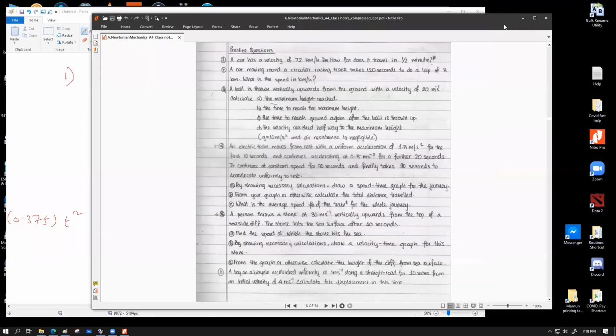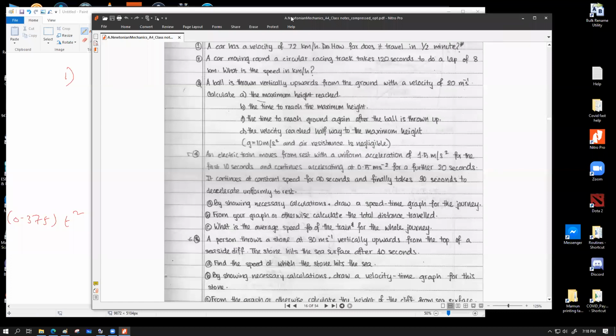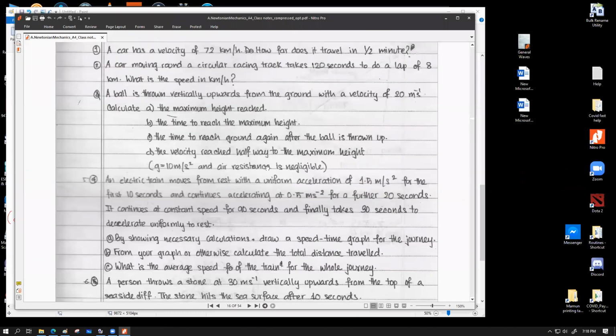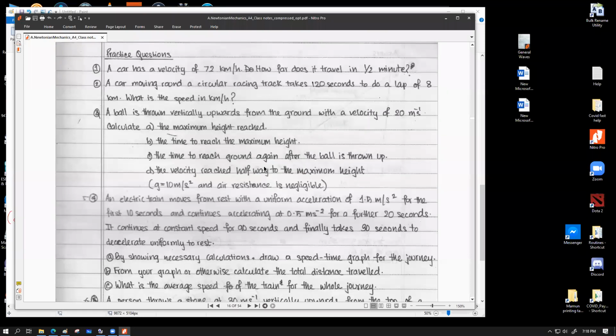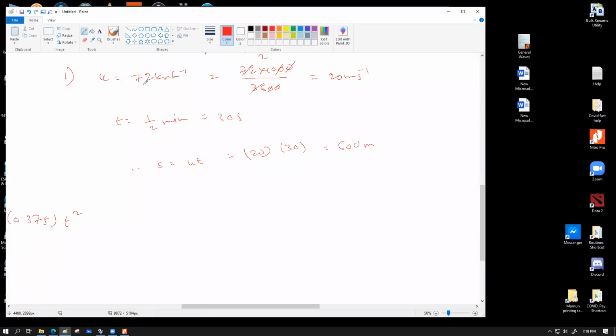Okay, number 2. A car moving, let me zoom in, it's easier to read. A car moving around a circular racing track takes 120 seconds to do a lap of 8 kilometers. What is the speed in kilometers per hour? So you have the time, you have the distance, and you are asked to calculate the speed of the car in kilometers per hour. So it's basically conversion math, not essentially very mathematical.